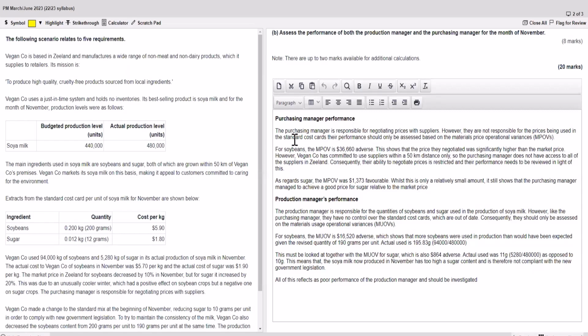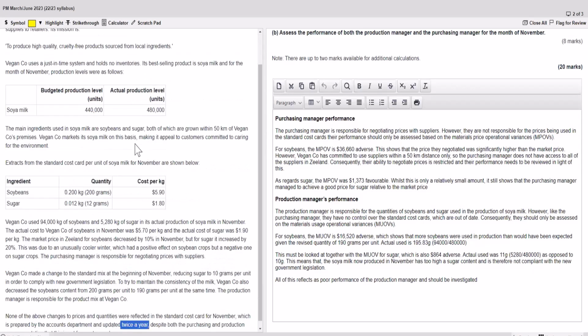Because they're not responsible for setting the standard cost cards. So they shouldn't be assessed on it. So therefore, we then go on to say, well, what has happened? Well, we're saying that the operational variance is adverse. This shows that the price negotiated was significantly higher than the market price. However, it's committed to use suppliers within 50 kilometers distance only. So this is an issue, and this is where we should have read this bit.